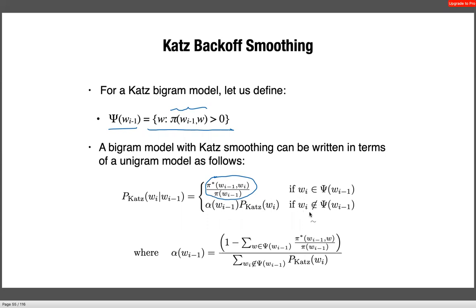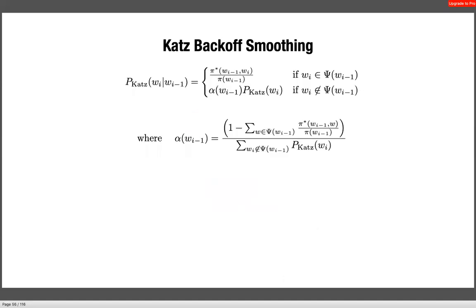Now, what do you do if w_i does not belong to psi of w_{i-1}, which means you don't see this bigram, there are no counts for this bigram? Then you back off. Here is where you back off to the unigram probability corresponding to w_i, and this is scaled with what is called a back-off weight assigned to every w_{i-1}. So here you see alpha is a function of w_{i-1}. Alpha can be defined using the following expression. All right, so here is your entire smoothed probability distribution.